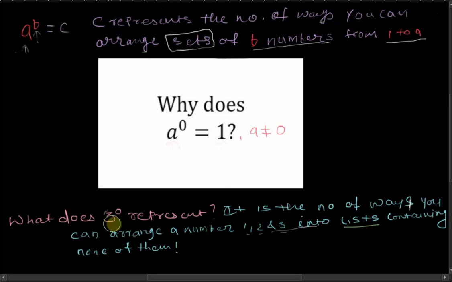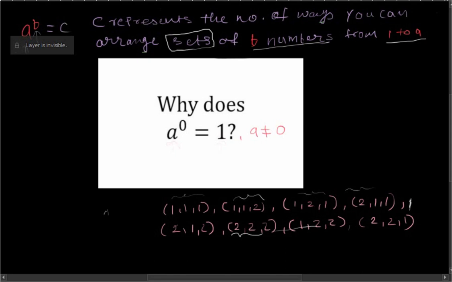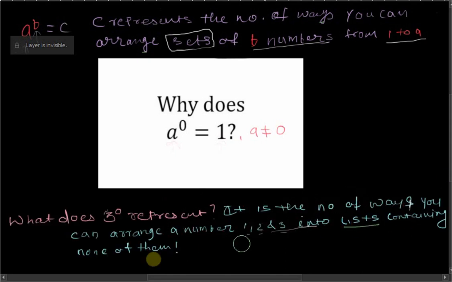So for the sake of understanding, let's consider 3 to the power 0. Then what does 3 to the power 0 represent? Well, I can say from this definition for sure that it is the number of ways you can arrange numbers from 1 to a. Our a is 3 in this case, so 1, 2 and 3, into a list containing none of them. This is what 3 to the power 0 represents.